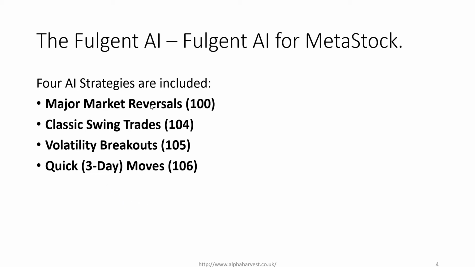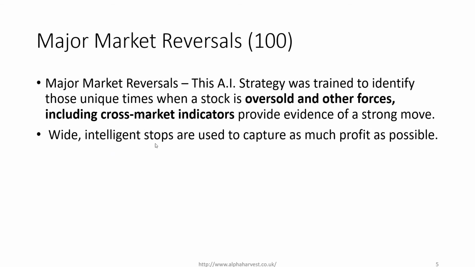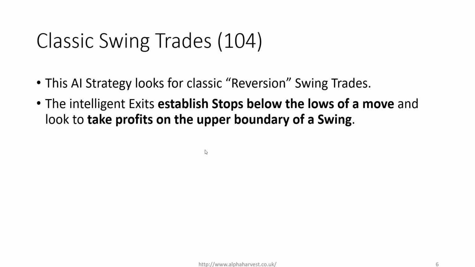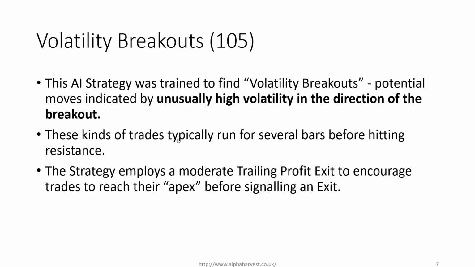Just to recap, we're using 4 artificial intelligence engines, algorithms, or however you want to define it. Major market reversals, swing trades, volatility breakouts, and quick 3-day moves. Major market reversals, where we look for oversold conditions and other cross-market indicators to provide us an idea of a high probability trade. Classic swing trades, these are quick reversion of the mean type trades that the AI has identified. You hold these positions for a couple of days to a couple of weeks. Volatility breakout, where we look for unusually high volatility in the direction of the breakout. It's another AI trading strategy.